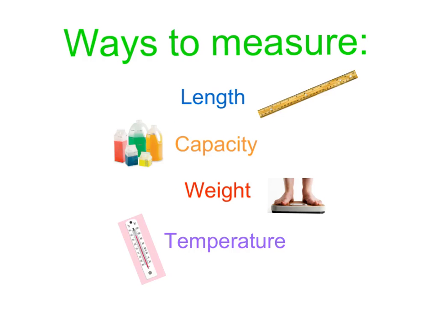There's several ways to measure using the U.S. standards of measurement. We can measure the length of something, which means how long it is, and we often use a ruler. We can also measure the capacity, and that's how much you can fill up a container, like in this picture here. We can measure weight, which is how heavy something is, and we can also measure the temperature. Today, we're going to be focusing on length.